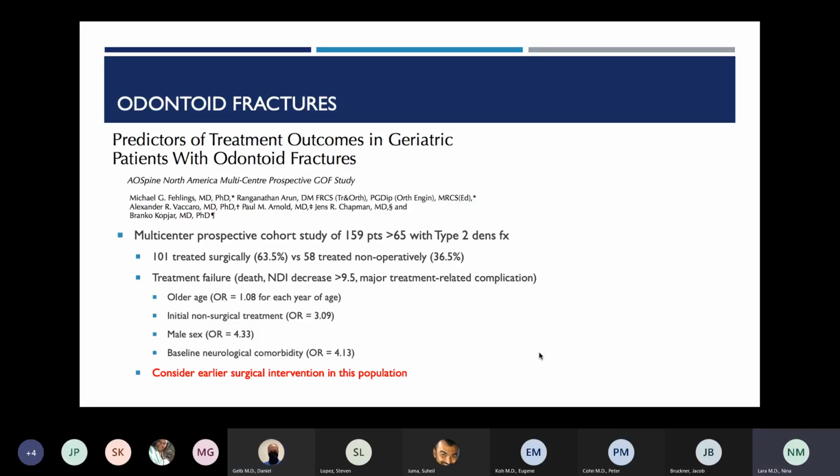Treatment failure was death or increase in scores or major treatment-related complications, and they found that odds ratios were increased with elderly, non-surgical management, males, and baseline neurologic comorbidity. So this study considered earlier surgical intervention in this population. However, 18% of patients, or almost 20% of these patients, died before the 12-month follow-up.